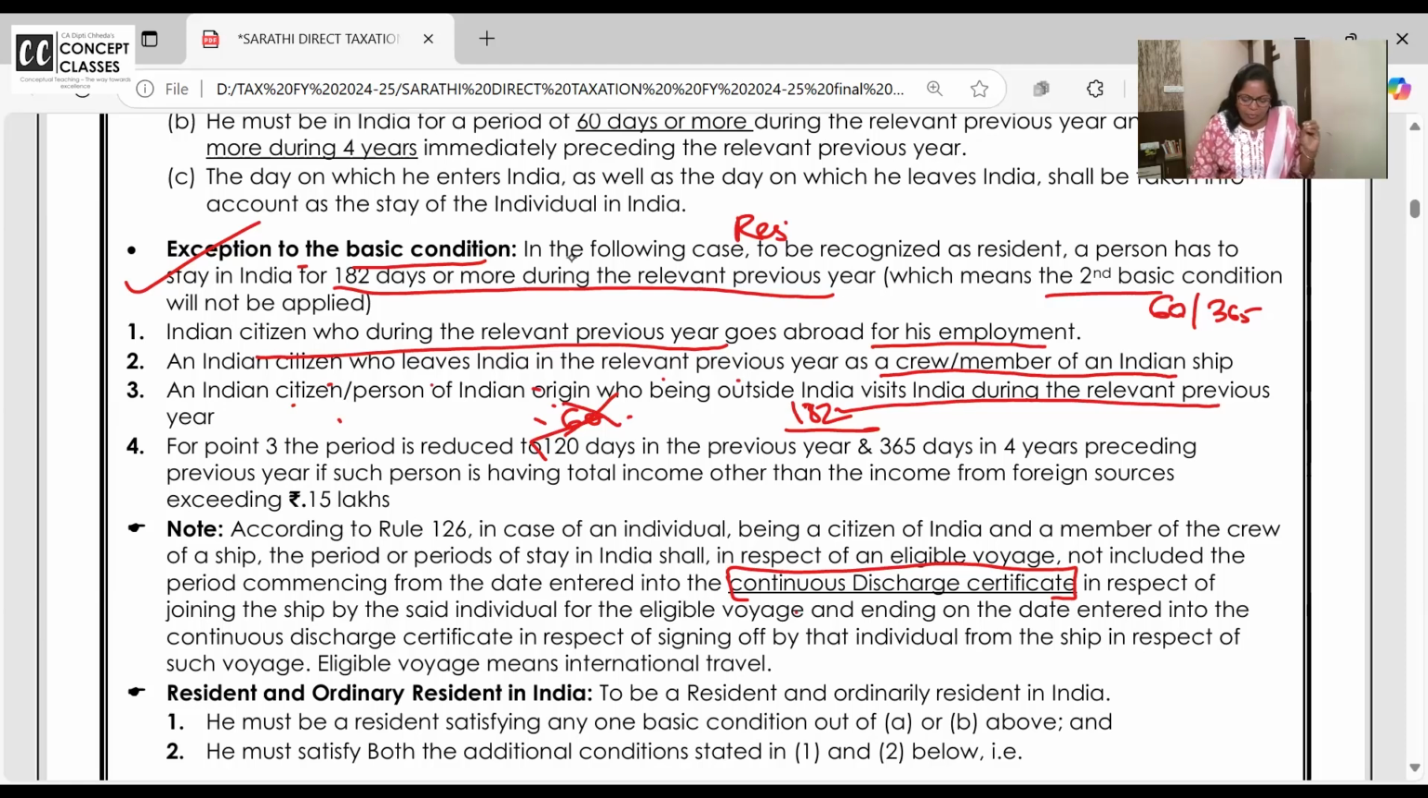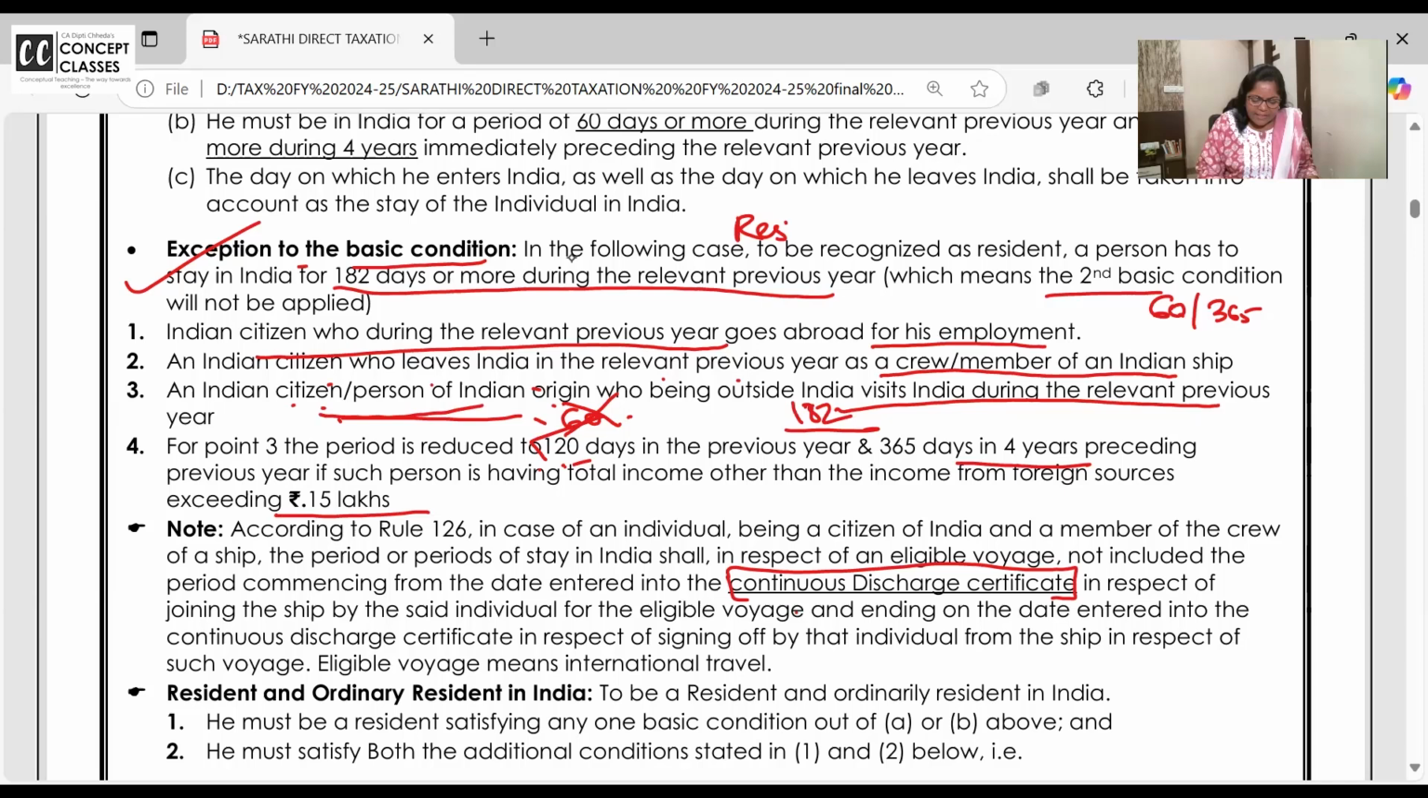Are you in India for more than 120 days? Yes. Are you Indian origin staying abroad, coming to visit India? Yes. You are in India for more than 120 days? Yes. And 365 days? Yes. Or more in the 4 years. And your total income exceeds 15 lakhs? Pay the tax in India.